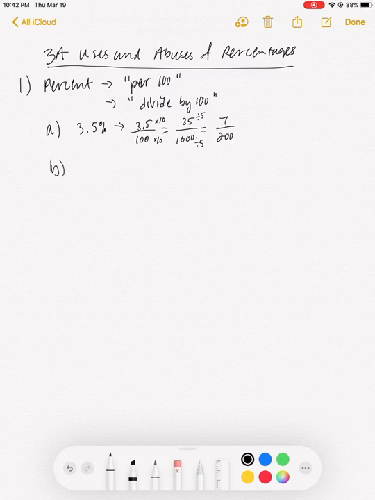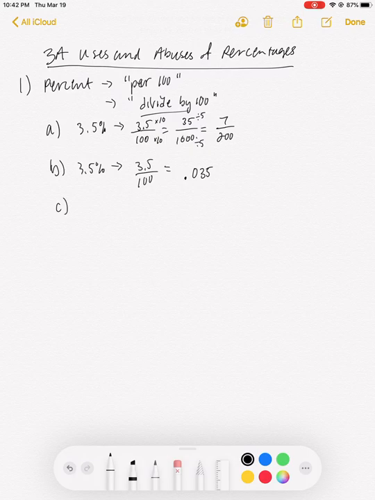In our next example, we have the decimal form of 3.5%. Converting percents to decimals is also not very difficult. We take the percent and divide by 100. So we take the percent, 3.5, divided by 100. When we do that, we can move the decimal 2 places to the left to get 0.035.